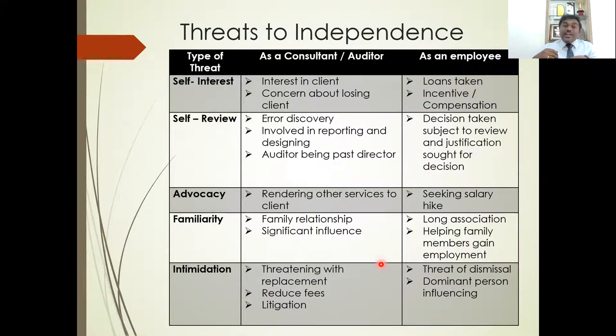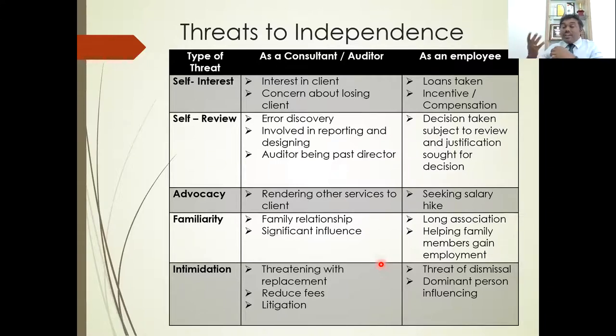Advocacy. You are rendering other services to the client. Or, as an employee, seeking a salary hike. So you are somewhat dependent on them. You're advocating whatever that other person is saying. Familiarity. You have a family relationship or significant influence or some sort of political influence, whatever it is. There is a significant influence. Or as an employee, long association. He says, you have been my employee for 30 years. You can't do the small fraud.